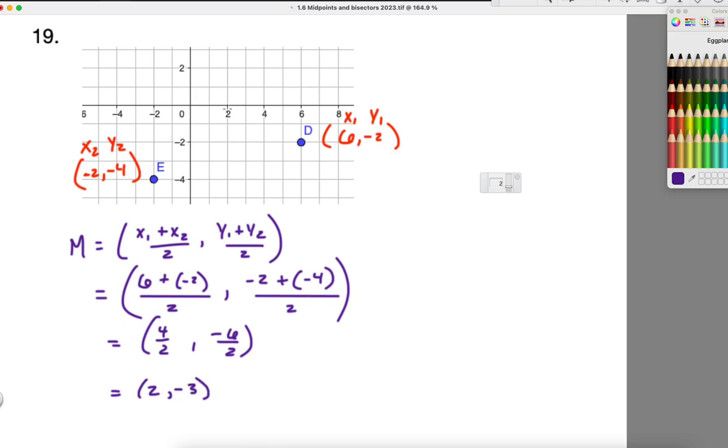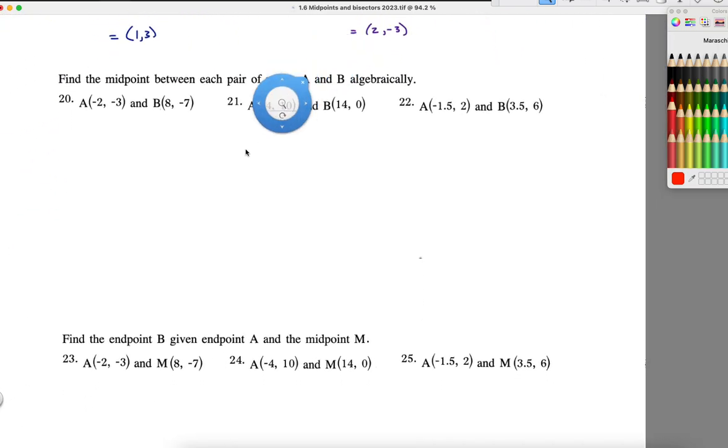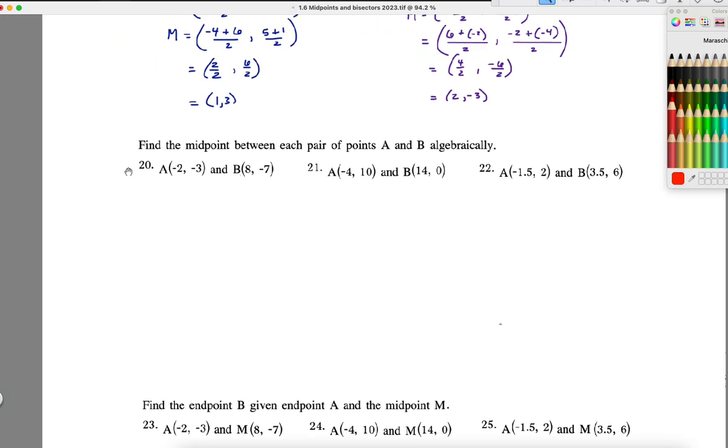So let's go 2, down 3. Boom, right there. That's my M. Let's make sure that's on the line. It is. Those are congruent. Okay? Find the midpoints between each pair of points A and B algebraically.